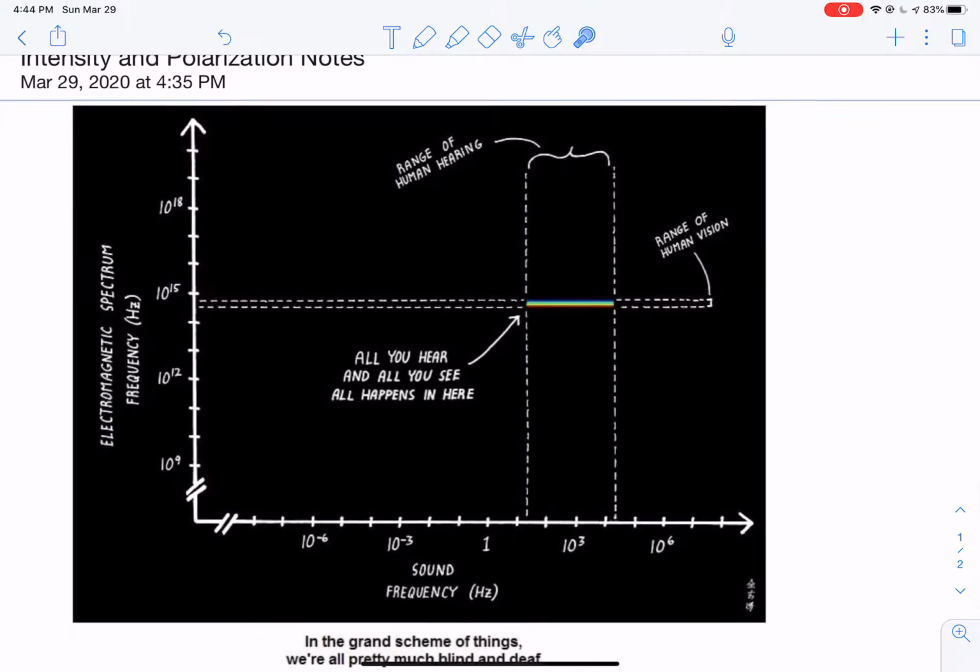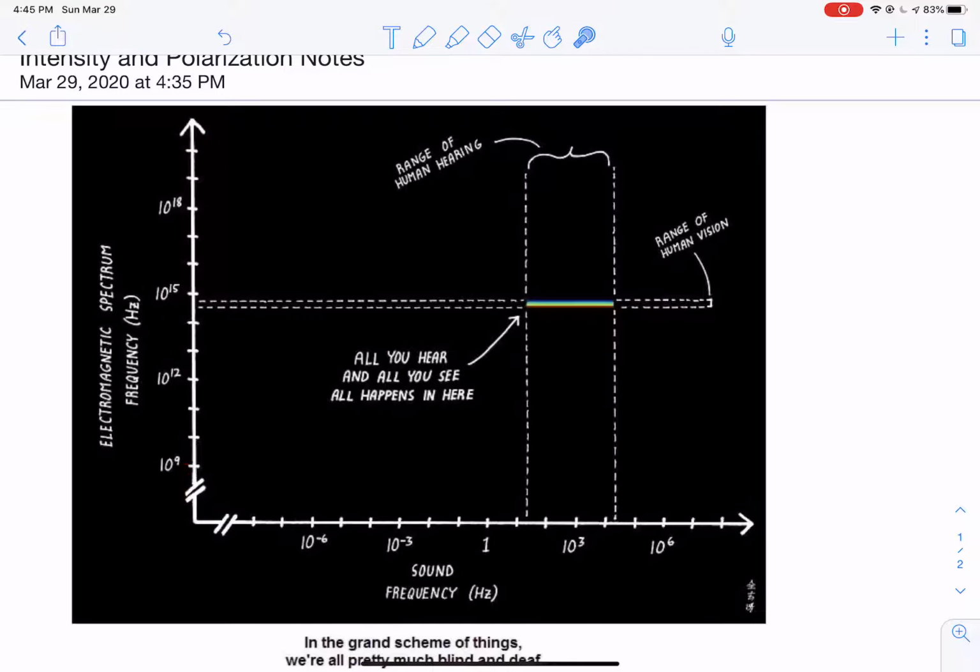I thought it was pretty interesting. On the y-axis, we see the frequency of electromagnetic waves: radio, microwave, infrared, visible light, ultraviolet, and X-rays and gamma rays. On the x-axis is sound frequency. Now you may notice these graphs are sort of weird. These are actually logarithmic graphs.